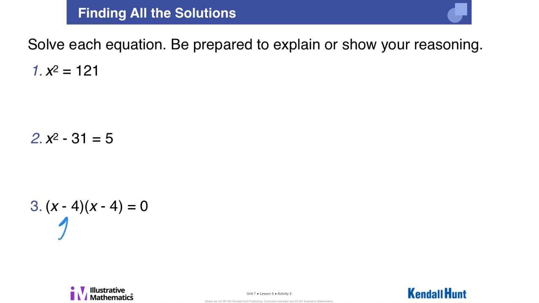In number 3, this looks really similar to other stuff we've been doing. I can see that if x equals 4, and that actually goes for both of these terms, then the whole thing is going to equal 0.